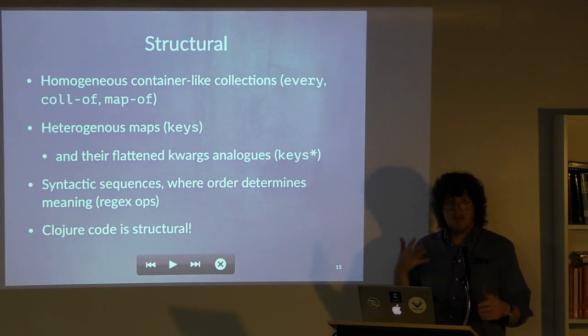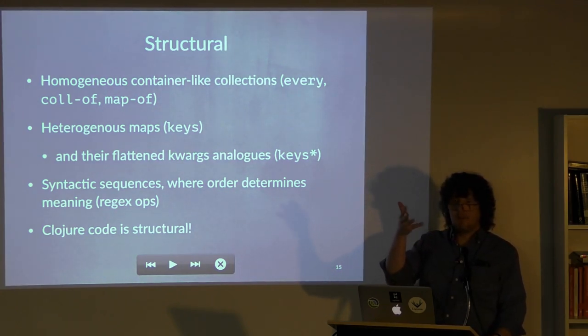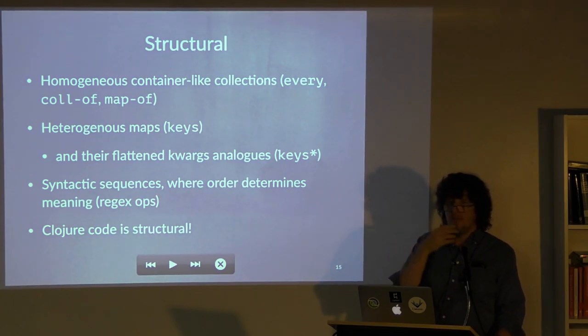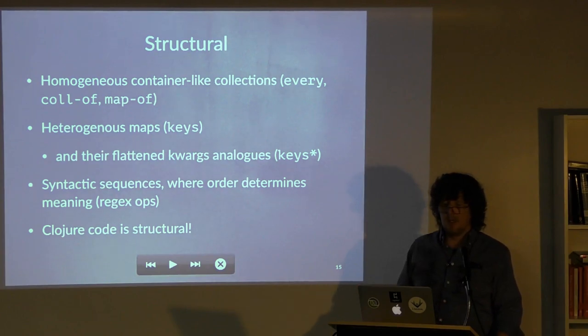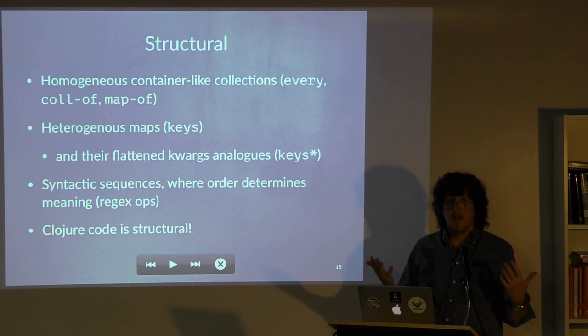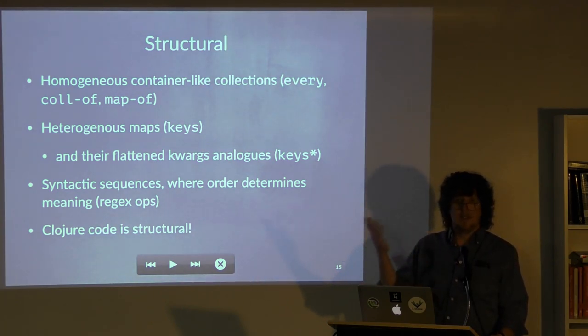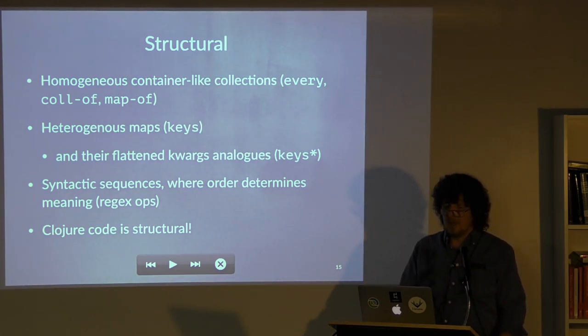Here we have heterogeneous maps, where the map's keys could have different types, but they at least have keywords with different values. So the name is this, and the age is a number, and the other thing is the other thing. It's not a homogeneous collection or container anymore. So we use maps as data records. And we use a different spec primitive for that. It's called keys. And keys says, these are the keys that you can find in this map. And there are various ways it can say that. We'll look at that in a second.